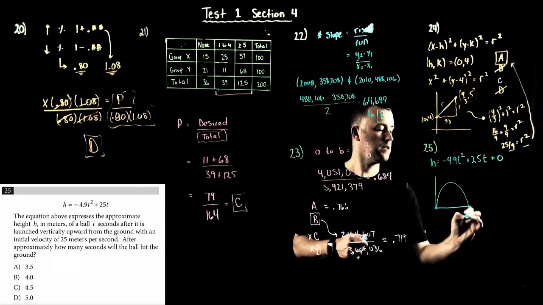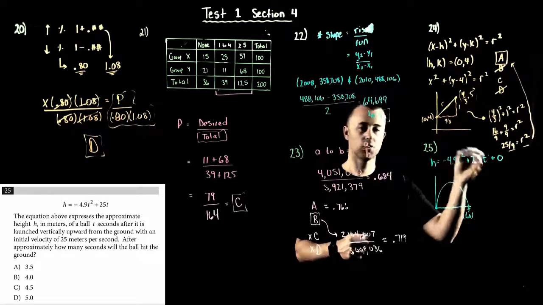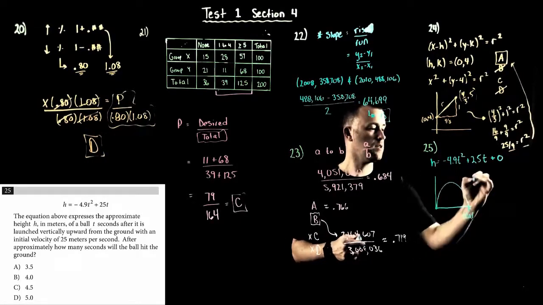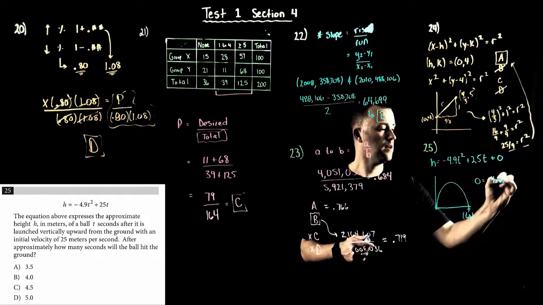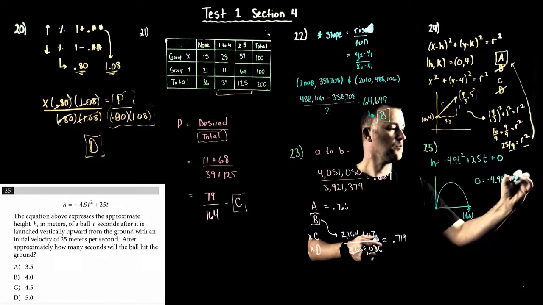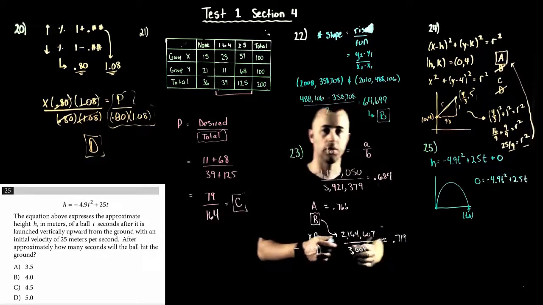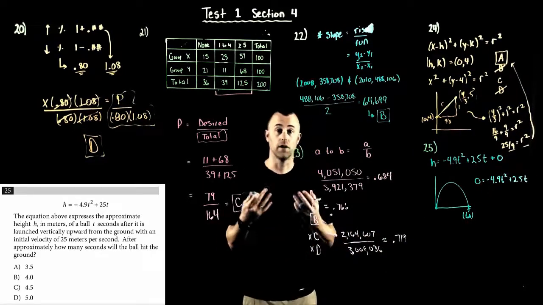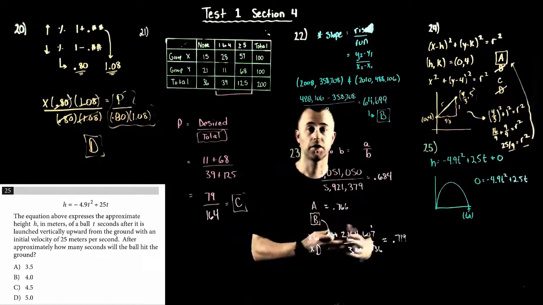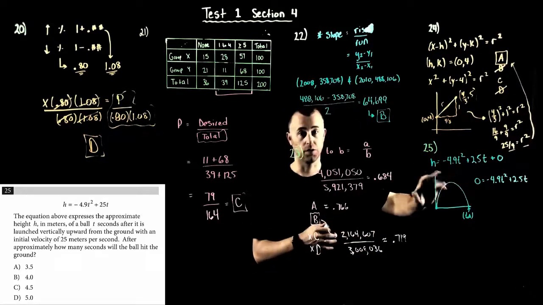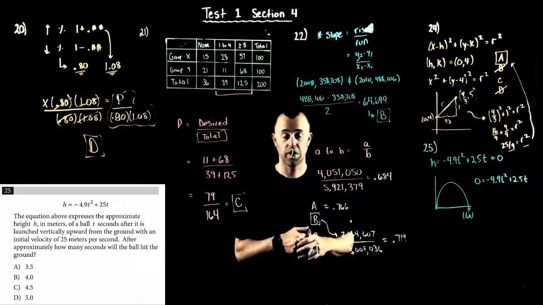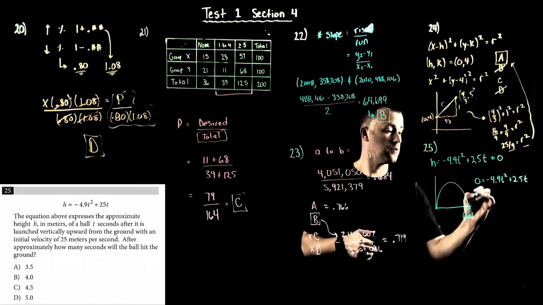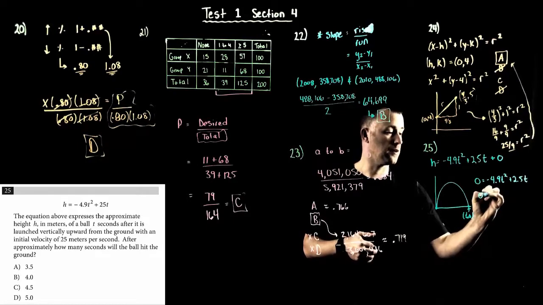I want t. So what we're going to do is solve this. We're going to set the height equal to 0. So we're going to have 0 equals negative 4.9 t squared plus 25 t. And we're going to solve this quadratic equation. And how do you solve a quadratic? You factor it. It's already set equal to 0. So you set it equal to 0, you factor it, and then you set each one of those factors equal to 0. So to factor this, I'm going to pull out a t value.